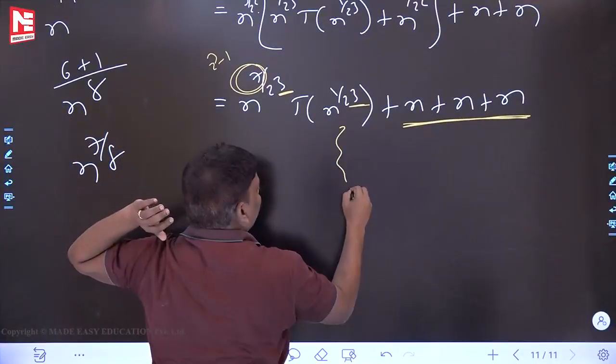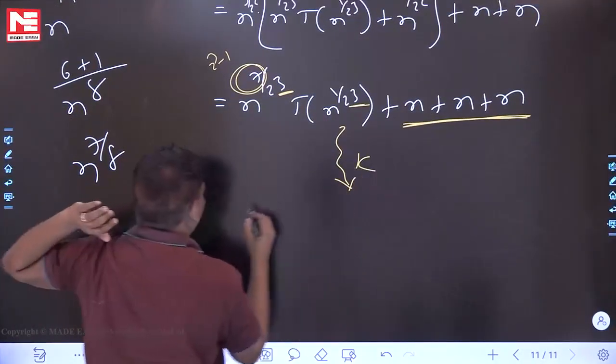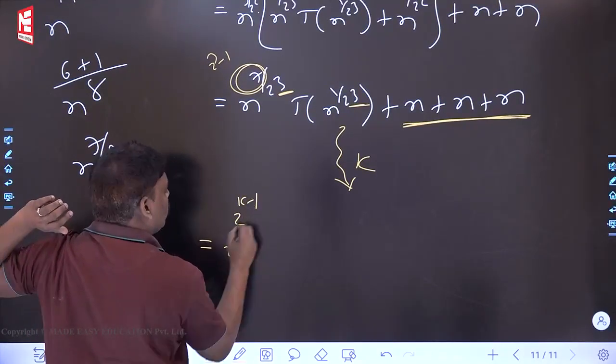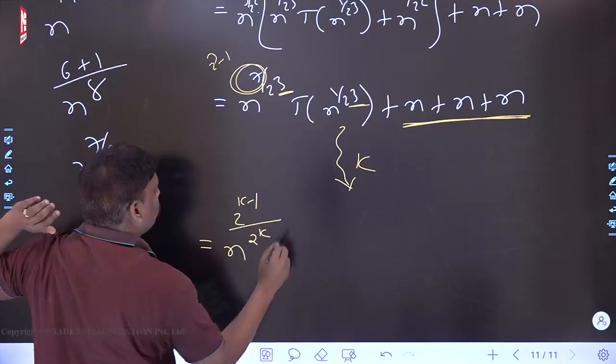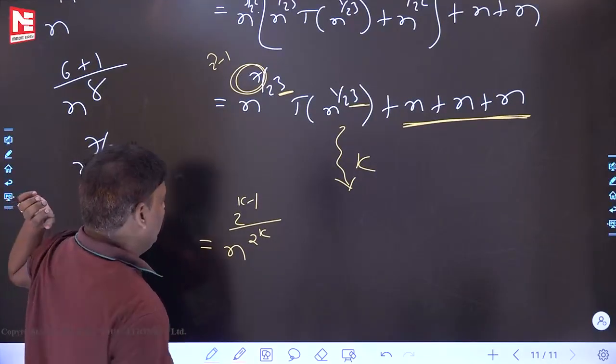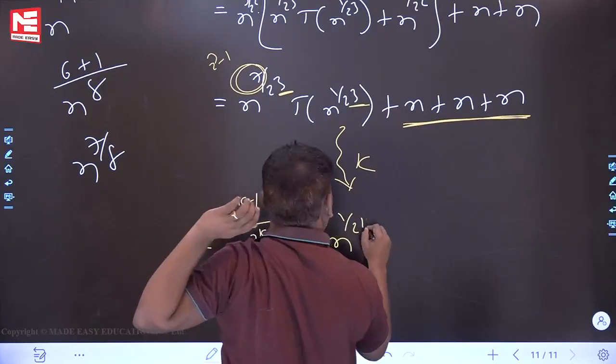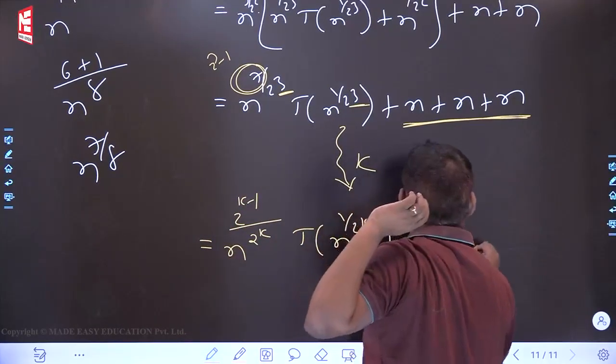If you do k time, what is the answer? If you do k time, this will become n power, what is the answer? 2 power k minus 1 by 2 power k. It is T n power 1 by 2 power k plus kn.